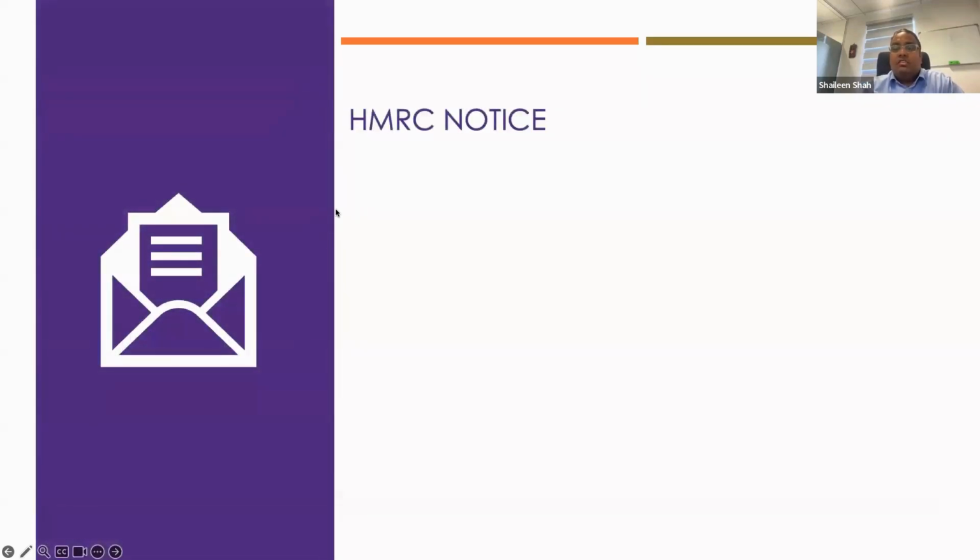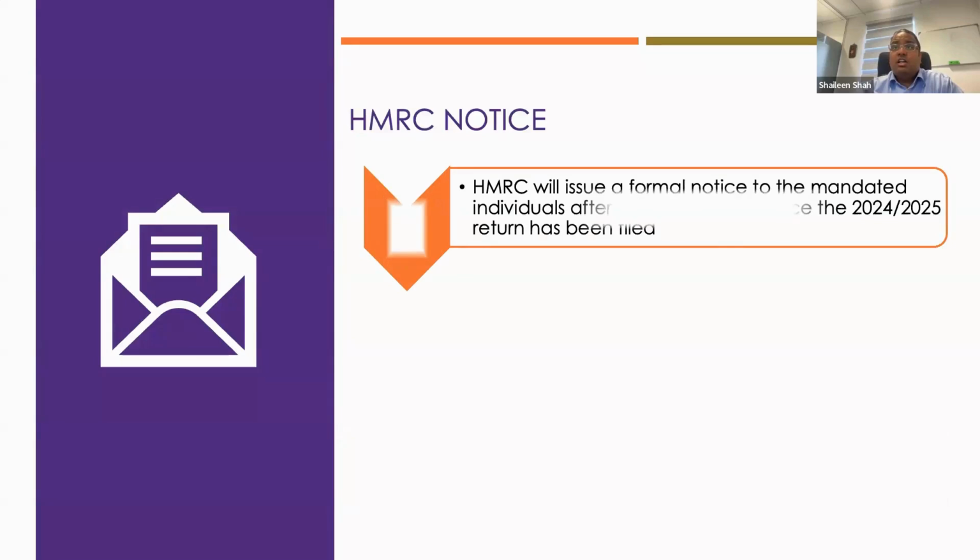So HMRC will issue a formal notice to mandated individuals after the 31st of January 2026. So you will not formally know whether you're affected until after 31st January 2026, once the 2024-25 tax returns have been filed. However, those that are on the webinar today know that, or we've invited clients that are affected onto this webinar because we know that they will be affected based on their earnings.